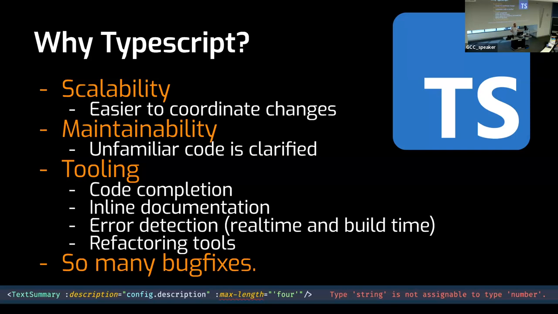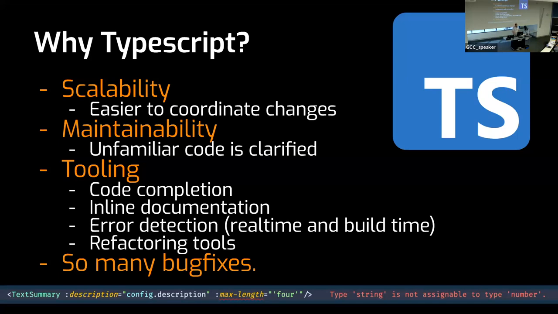So it helps coordinate changes in a very large code base. Maintainability: if you've never seen a bunch of code, at least in JavaScript, if it's plain JavaScript, you have no idea what you're looking at most of the time. The objects could be anything. But if they're strongly typed, it's much easier to jump into something unfamiliar, look at it, and at least know what data you're working with.